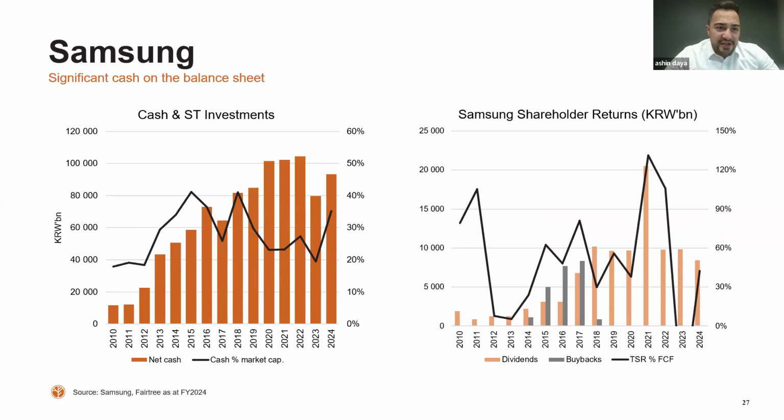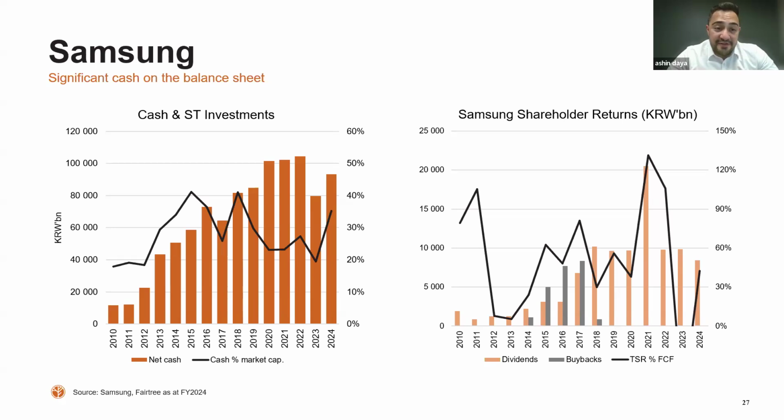There are a few more things to note on Samsung. They've got a very strong balance sheet. On the left here, I've just got their cash balances, so their net cash balances, and if you consider that as a percentage of their market cap, their cash balance as a percentage of market cap is north of 30%. So there's significant potential for them to deploy cash, either through dividends, buybacks, or potentially some M&A.